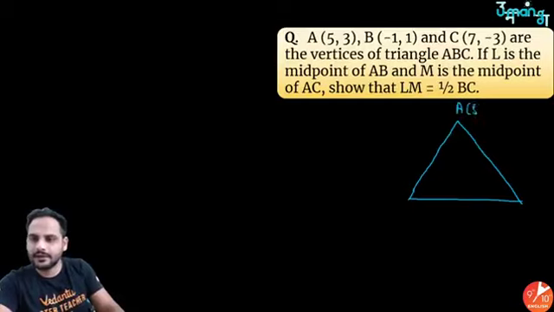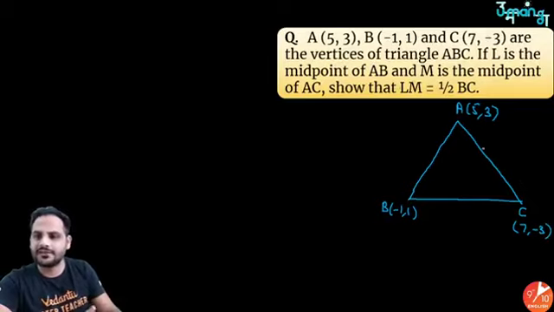A is 5, 3. B is minus 1, 1 and C is 7, minus 3. They are vertices of a triangle ABC. L is the midpoint of AB and M is the midpoint of AC. Show that LM is half of BC. Right, this line LM, son, that is half of BC.